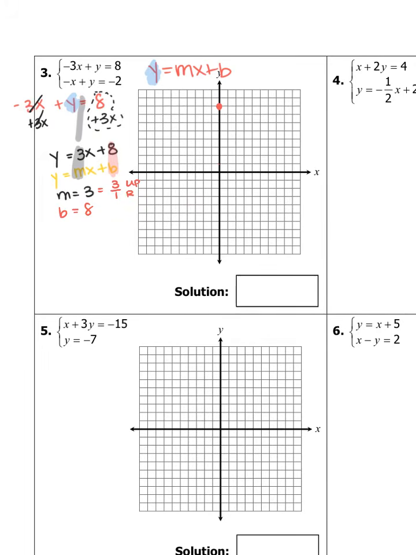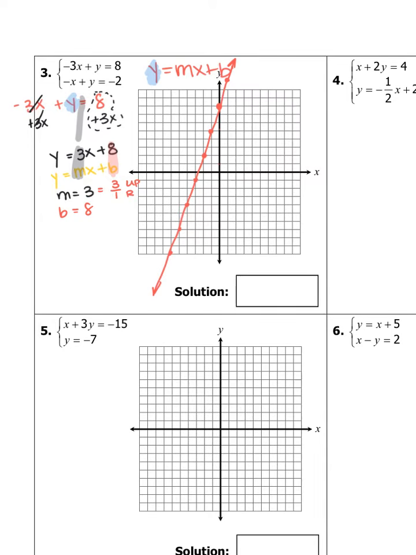Well, notice that if I go up 3 and right 1, it will be off my graph. I can also go down 3 and left 1. So I'm going to continue doing that. So down 3, left 1, down 3, left 1. And I'm going to keep going all the way down my graph. It's good to have the entire graph covered because you're not exactly sure where your lines are going to cross. So that's my first line.